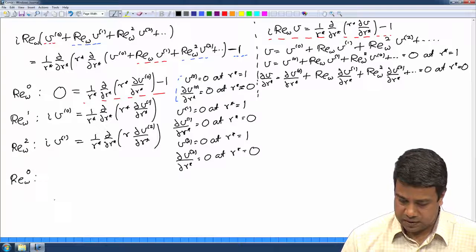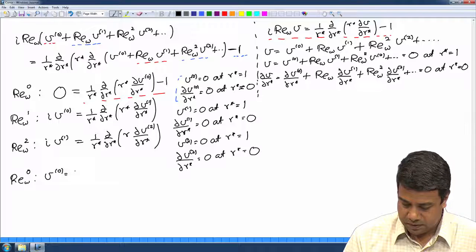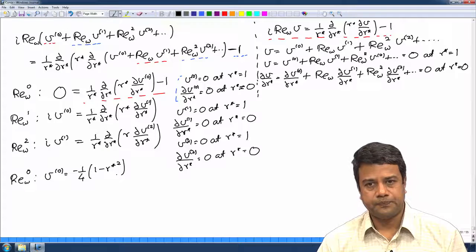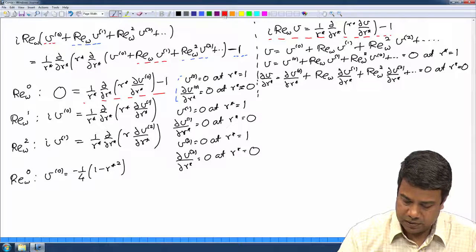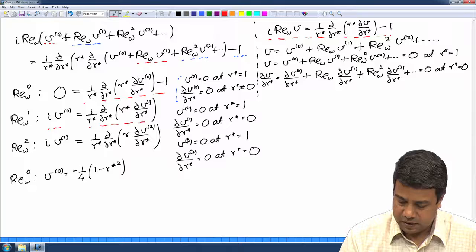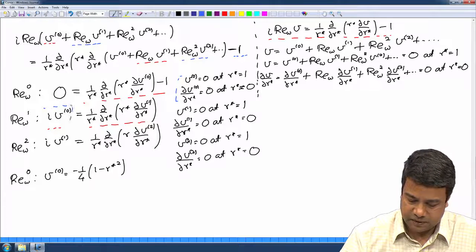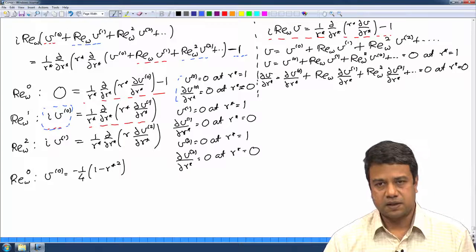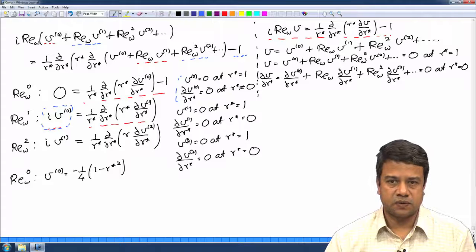That solution is V0 equal to minus 1 by 4 times (1 minus r star squared). Now, the equation at Re omega order 1 has this V0 appearing as an inhomogeneous term on the left hand side. The boundary conditions are homogeneous. They are just that the velocity is 0 at 1 and the gradient is 0 at 0.